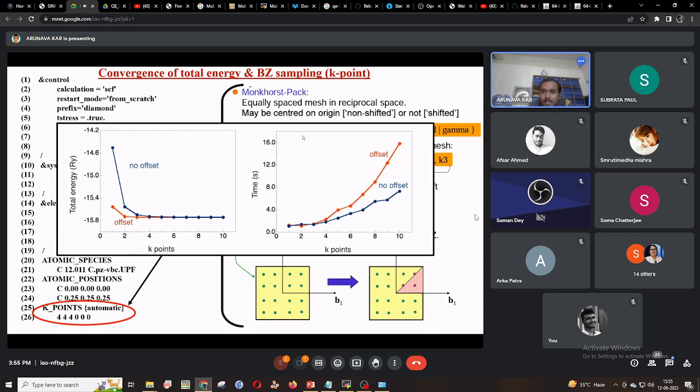Here you can find that with offset, the time required is higher than with no offset values. But here you can find the total energy after these 6 cross 6 cross 6 K points is not different. So it will be more efficient to use a non-offset value, meaning 0, 0, 0, for the calculation, because it will reduce the time of your computation.